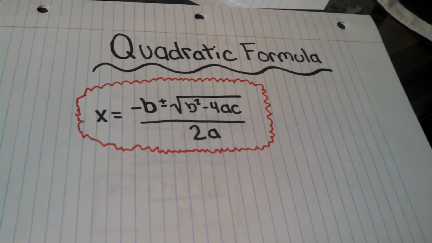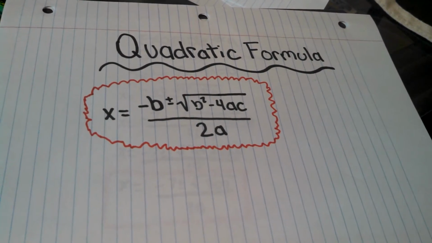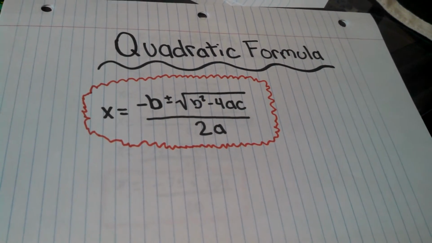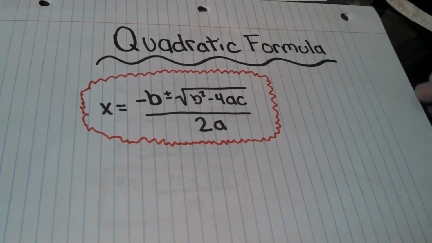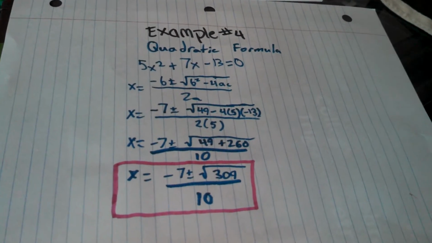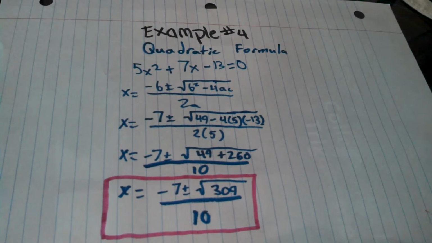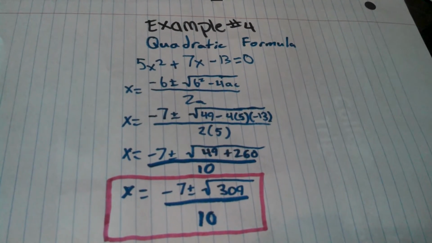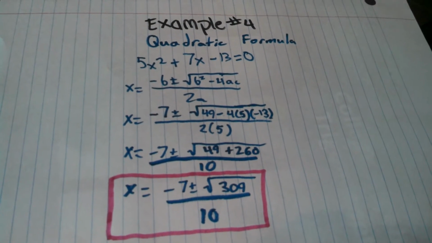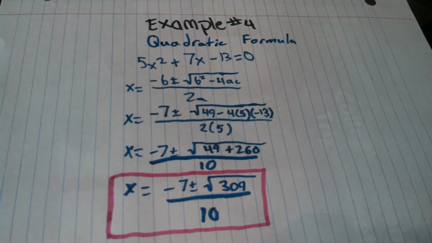The quadratic formula is x equals negative b plus or minus the square root of b squared minus 4ac, all over 2a. In our example for this, we start with 5x squared plus 7x minus 13 equals 0. We restate the equation for you, then substitute in the numbers for their spots in the equation.